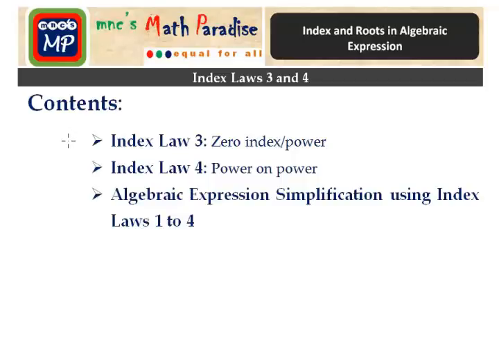In this lesson video, we will first describe index law 3 and 4, that is 0 index or power and power on power, and then we will practice algebraic expression simplification using index laws 1 to 4, that is all the index laws that we learned so far. We will use them to simplify algebraic expressions.